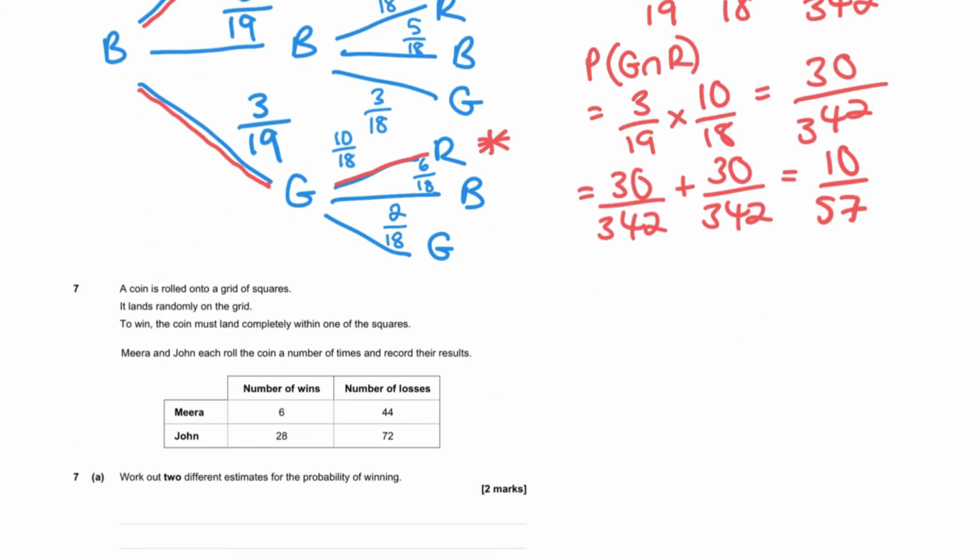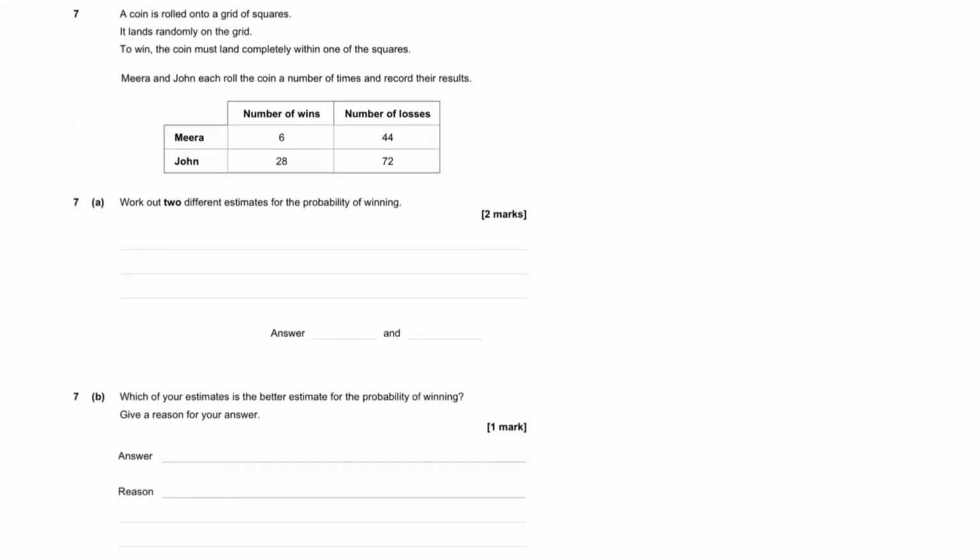So our next question says, a coin is rolled into a grid of squares. It lands randomly on the grid. To win, the coin must land completely in one of the squares. Mira and John each roll the coin a number of times and record the results. Work out 2 different estimates for the probability of winning.